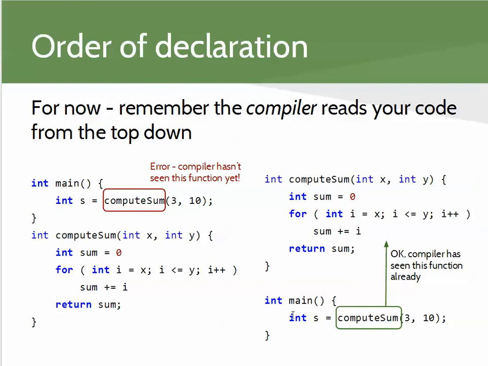Your program always starts in main. But the compiler sees compute sum first. It learns how it's supposed to be used. It's supposed to be used with 2 parameters. It's supposed to return an int. And now it can see that you're using it correctly. When you use compute sum later on in your program, it can verify that you're using the right syntax.